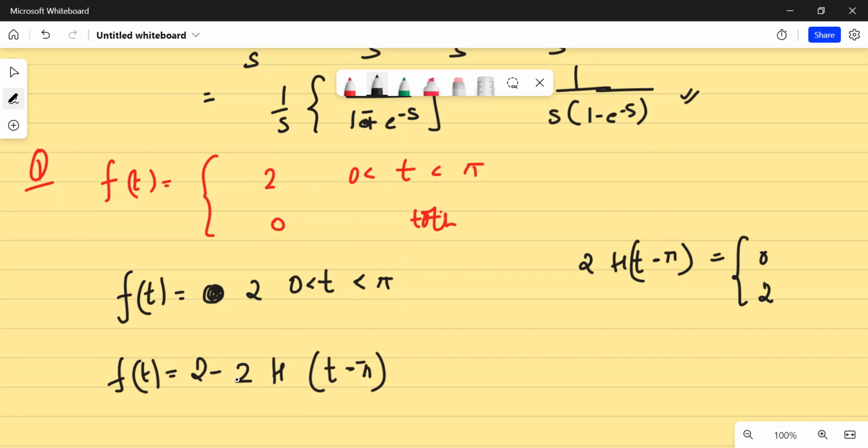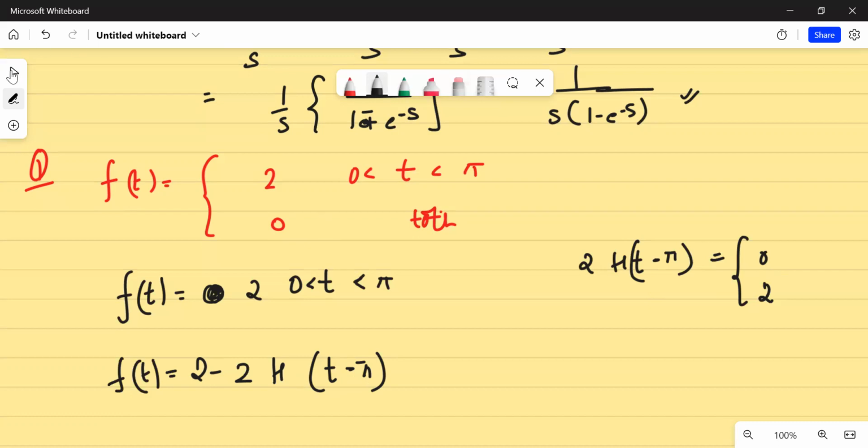Now you see, if t lies between 0 and pi, this will become 0, and this will remain 2. If t is greater than pi, this will remain what? It will remain as 1. 2 minus 2 is 0. Is that fine?